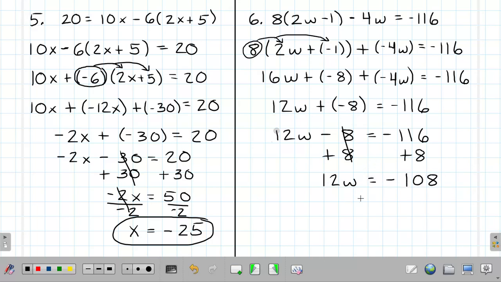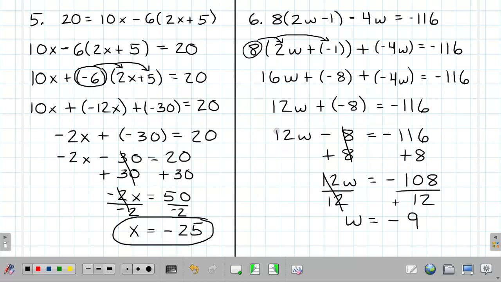Okay, and then from there we divide by 12. W is going to be equal to negative over positive, negative 108 divided by 12. Once again, might be harder to think about here, but that is going to be 9. Okay, once again, if you need to double check yourself on a calculator, I have no problem with that. Okay, especially with these bigger numbers.